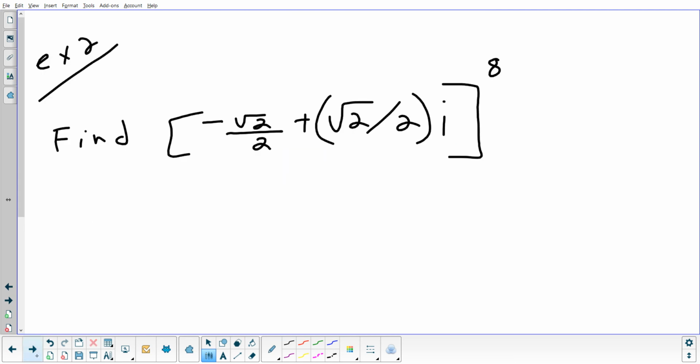Now let's try this one. So let's do negative root 2 over 2 plus root 2 over 2i. Now this one would be even worse if you didn't use DeMoivre's theorem. Okay, you're not going to easily write that out 8 times and FOIL it. It's going to take too long. So let's change it to trig form and then go from there.